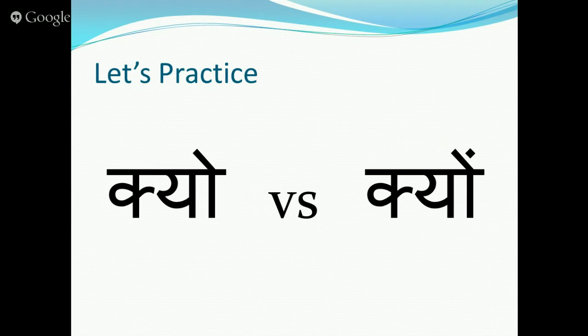So the one on the left is kyo, and the one on the right is kyon. The one on the left is kyo. The one on the right is kyon. Kyo versus kyon.